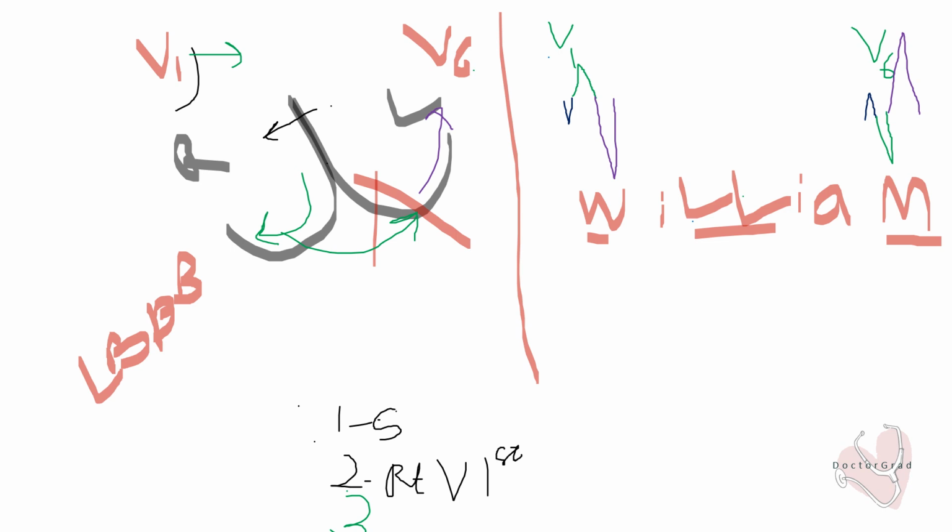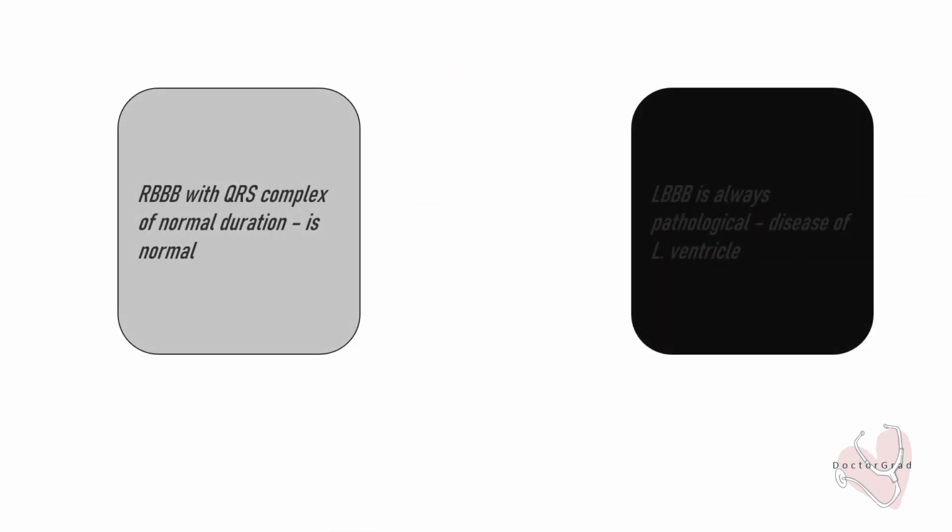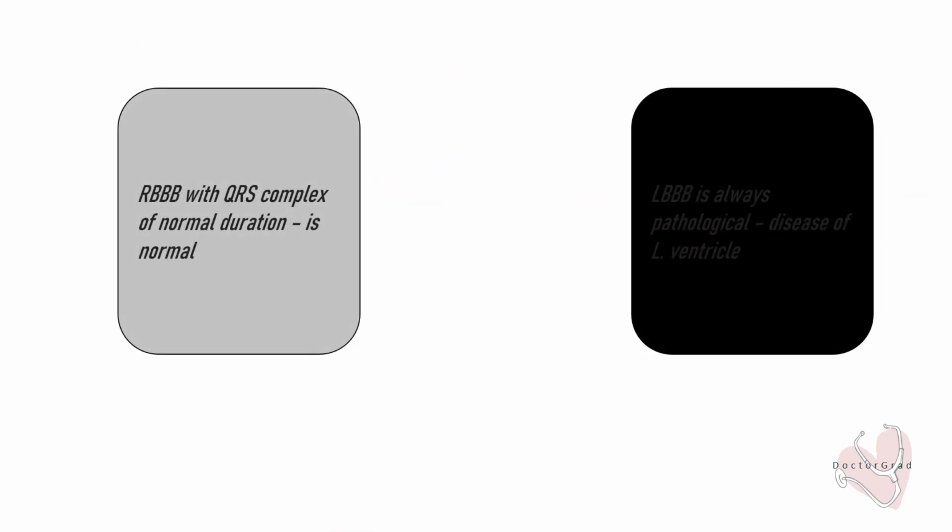So remember that the septum depolarizes from left to right. After that, if there is right bundle branch block, the left ventricle gets depolarized first. If it is left bundle branch block, the right ventricle gets depolarized first. If a deflection is going towards the lead, it's taken as a positive deflection. If a deflection is going away from the lead, it's taken as a negative deflection. Okay, that was it so far.